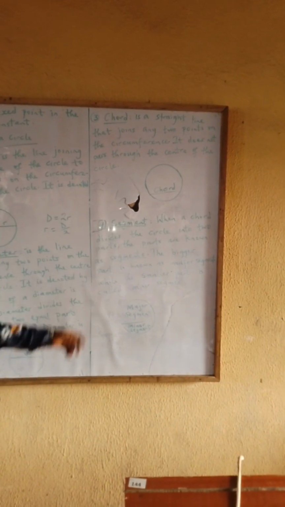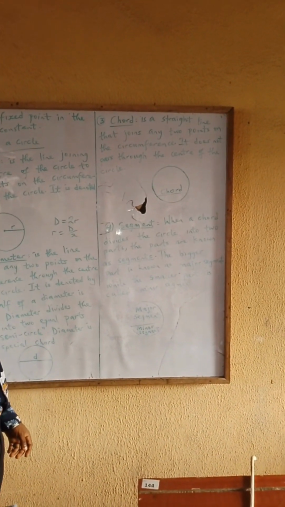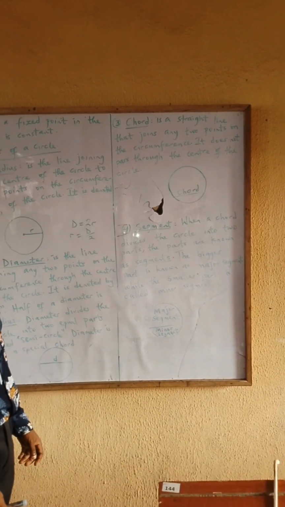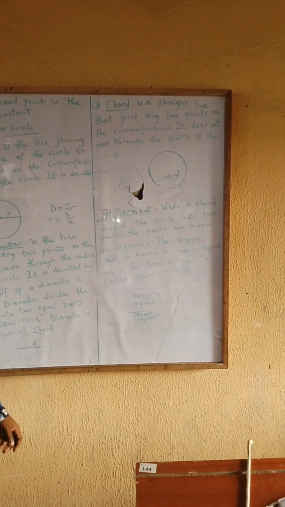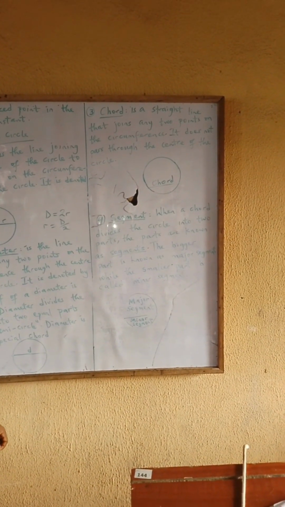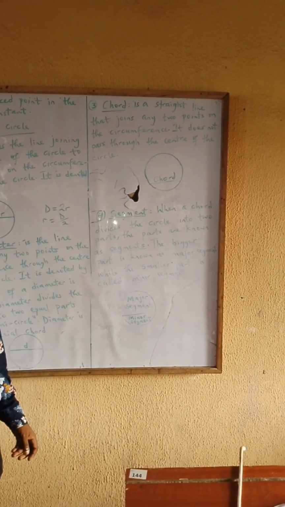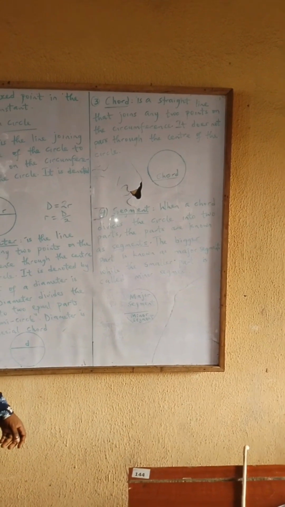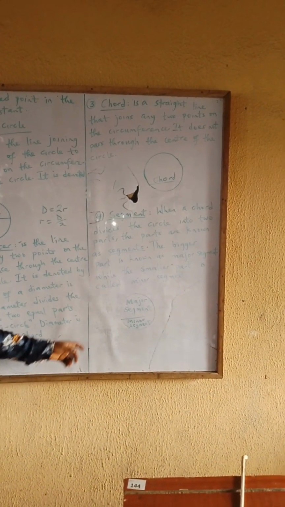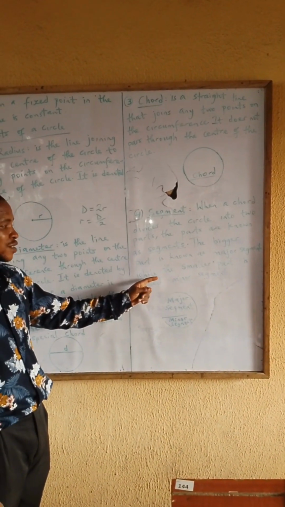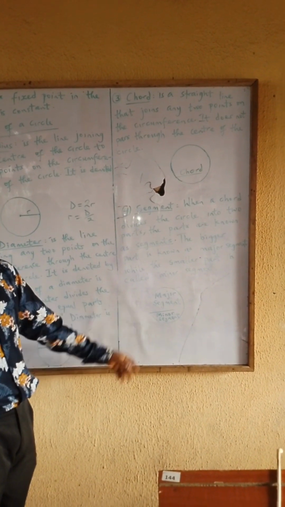Then we also have segments. When a chord divides the circle into 2 parts, the parts are known as segments. And we have 2 types of segments. We have major segments and minor segments. The bigger part is known as major, while the smaller part is known as minor.